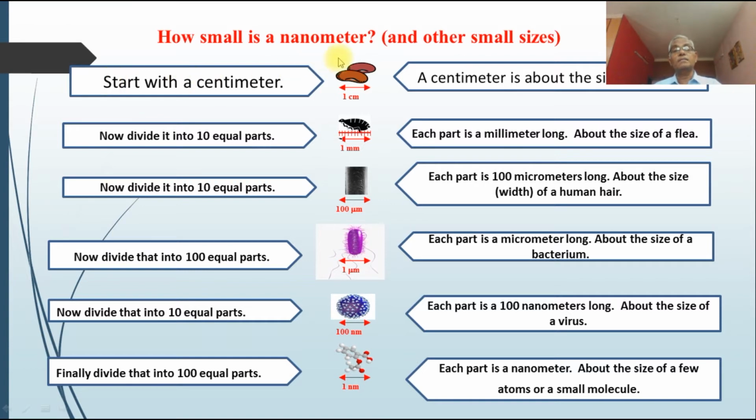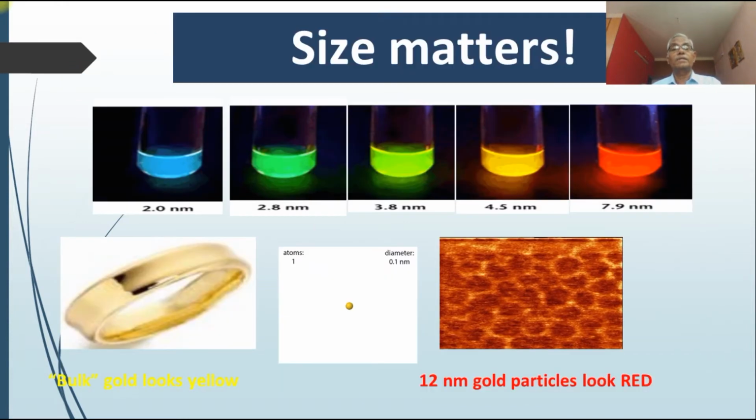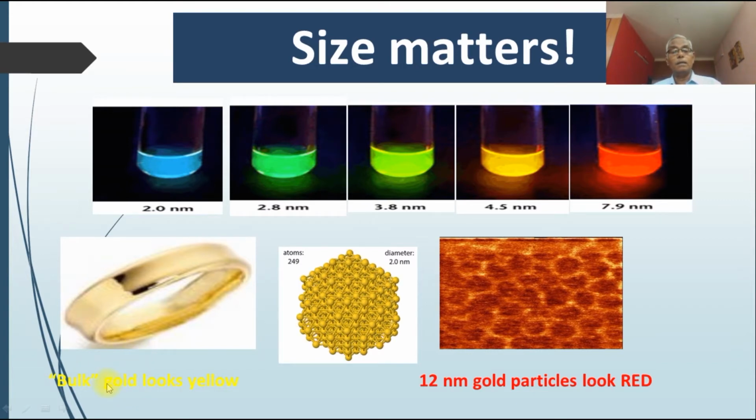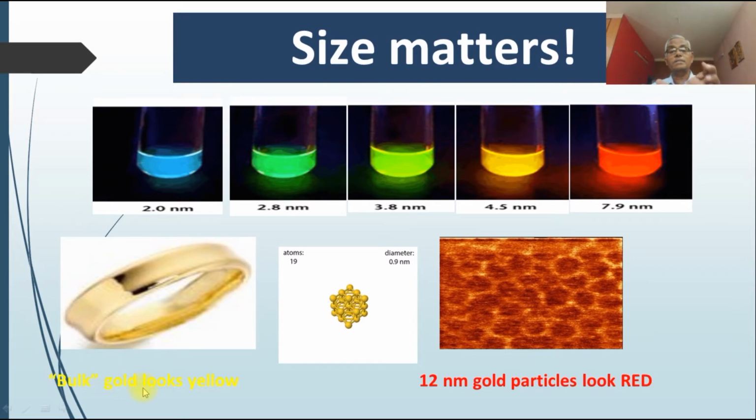So we started with 1 centimeter, and then subsequently divided it into smaller parts. Finally we come to about 1 by 10 to the power 9 of a meter. So each part, 1 by 10 to the power 9 meter, is a nanometer, about the size of a few molecules coming together. Now the size matters a lot. If we consider gold, as we already know, at a bulk level, meaning a lump, it appears to be yellow in color.